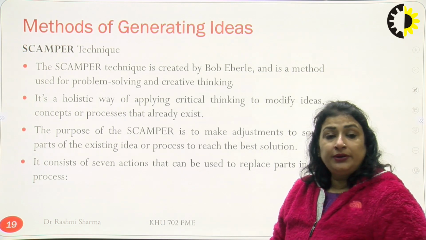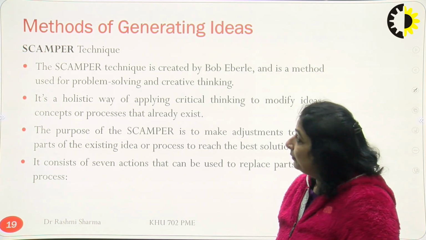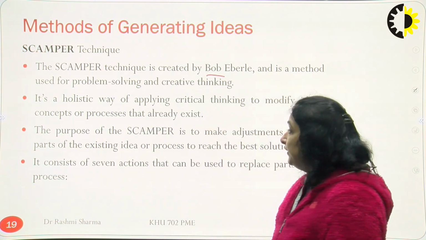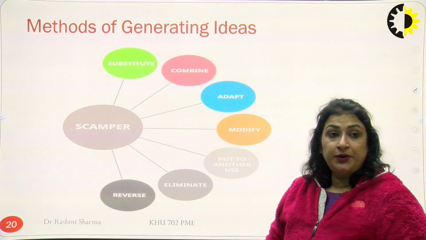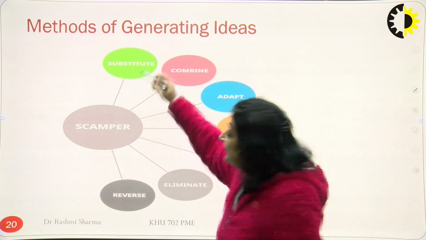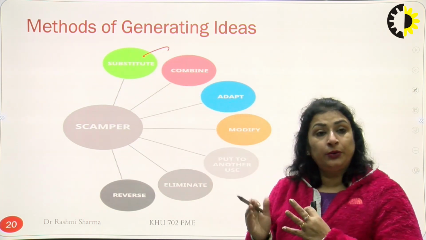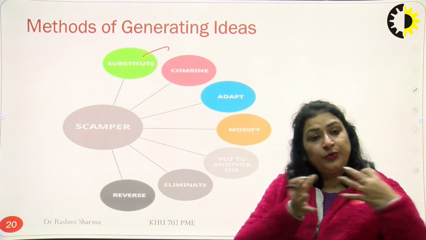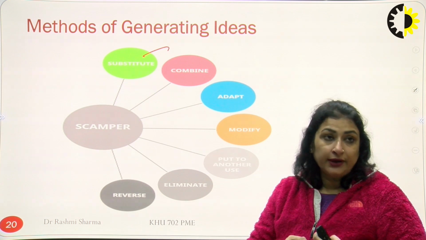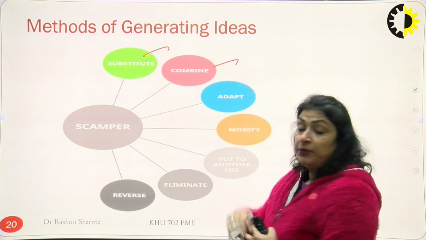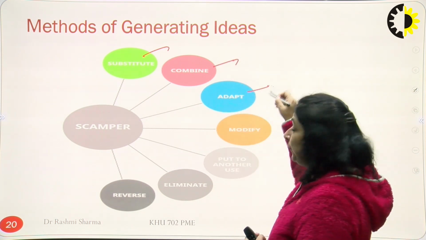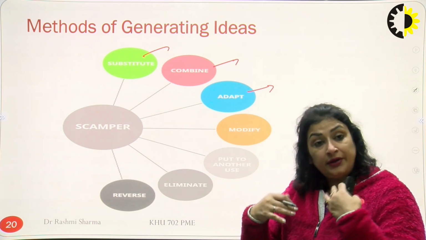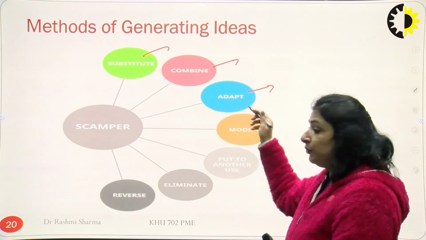The most common method which usually comes in the exam is the SCAMPER method. This SCAMPER method was given by Bob Eberle, and I would like you to see this diagram. S is for substitute: which technology is substituting our problem, or our solution is substituting which particular product? What all things am I combining, and how can it adapt to that particular environment? If it is adaptive to the environment and users are ready to adopt it, then we would be successful.